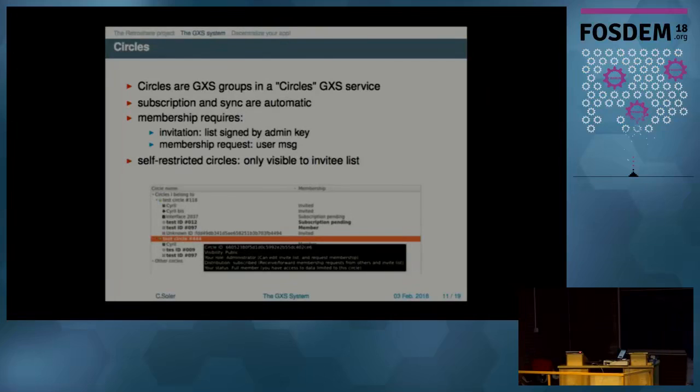Also, an interesting bit here is that cycles being groups in a GXS service, they can be restricted to a cycle themselves, including the same cycle. And if you do that, you obtain a self-restricted cycle, which will be only visible to the people that belong to this cycle. So it allows us to distribute data in a very confidential way throughout the network.